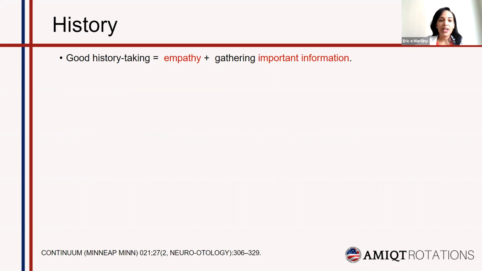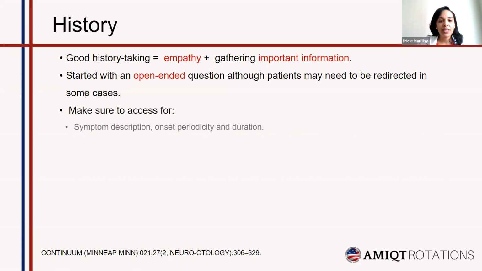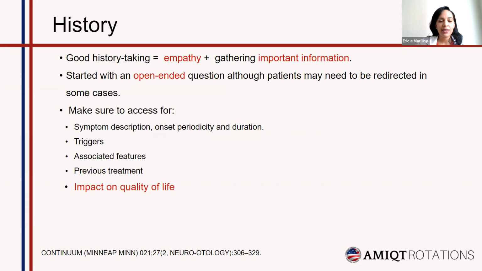So how can we take a very good history of the patient? It also means using empathy and gathering important information. I know you are all very familiar with taking a good history, but I just wanna call attention to a very important aspect, which is trying to start the history with an open-ended question. And of course, sometimes we have to redirect the patient. But we have to assess symptom descriptions, onset, duration, triggers, associated features, previous treatment, and what is very, very important, ask the patient what the impact on quality of life is and what they expect, what their goal is with the treatment.